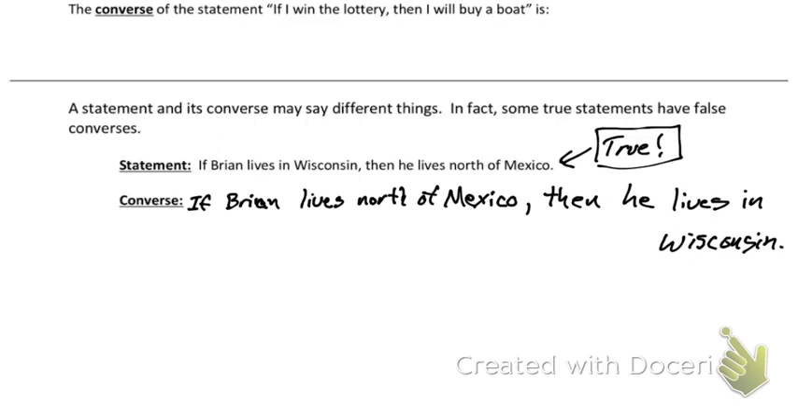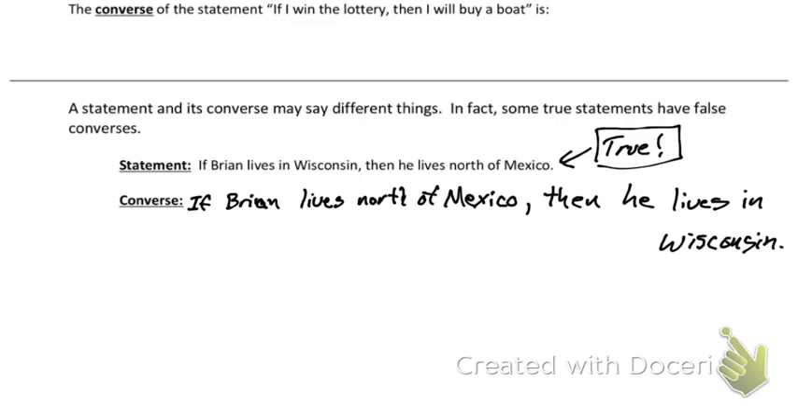Is California north of Mexico? Yeah, it is. Maybe we should pick something like North Dakota. Hawaii. Is that north of Mexico? I'm trying to say something that would make this false. So this statement's saying, if Brian lives north of Mexico, then he has to live in Wisconsin.